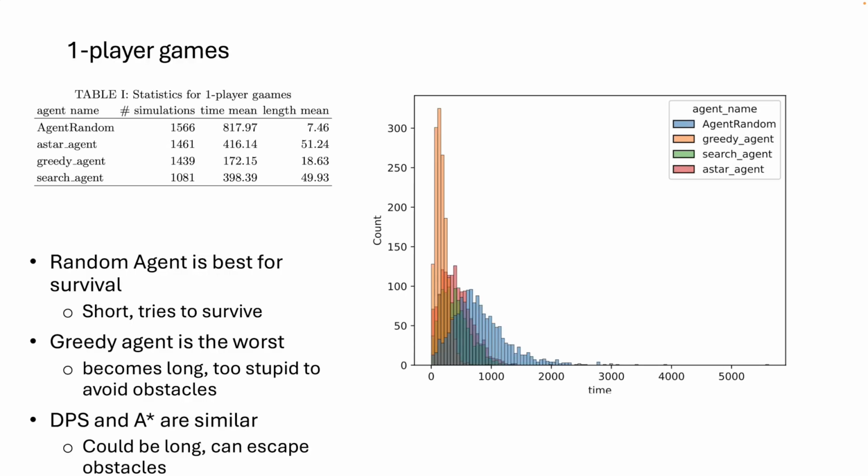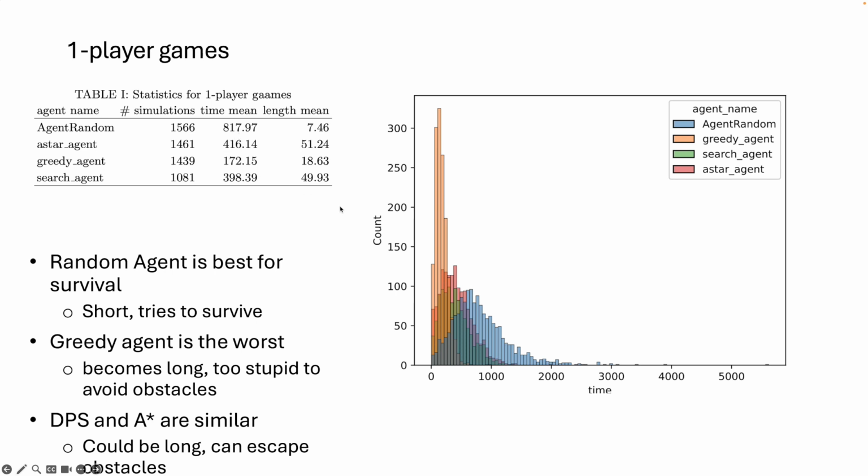So I decided to make two types of experiments. First, a one-player game, and the second, a two-player game. Talking about the one-player game, as you can see, I have created about thousands of simulations for each game type, and here are the results. Briefly, the results are the following.